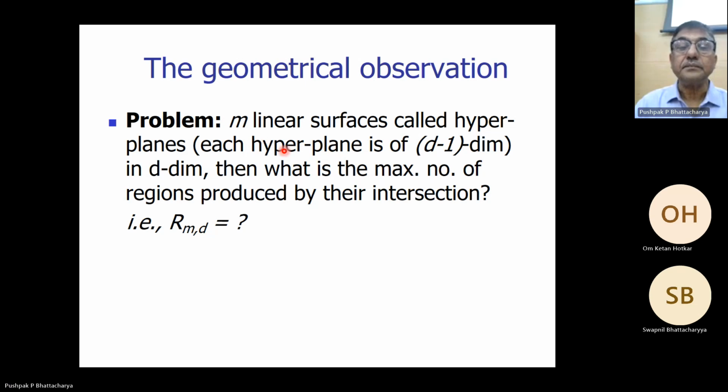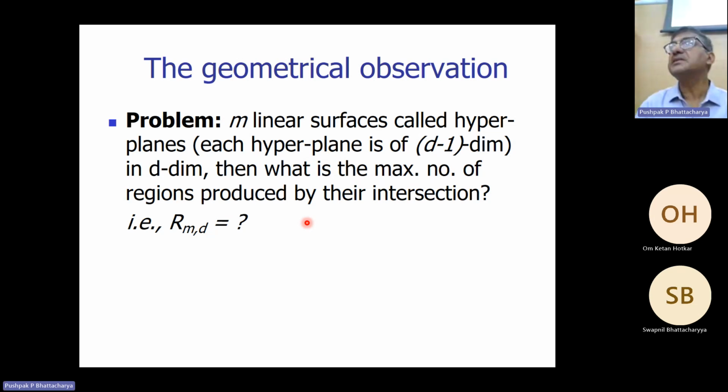So let's begin to think recursively. M linear surfaces called hyperplanes. Each hyperplane is of d minus 1 dimension in d dimension. Then what is the maximum number of regions produced by their intersection? Okay, this is the question we are asking. If there are m hyperplanes in the d-dimensional space, each hyperplane will be of dimension d minus 1.